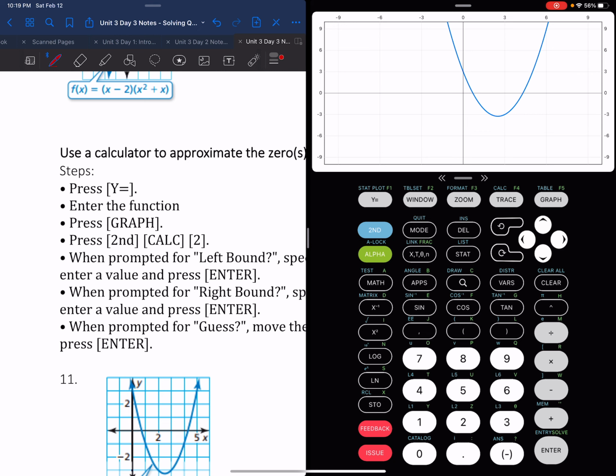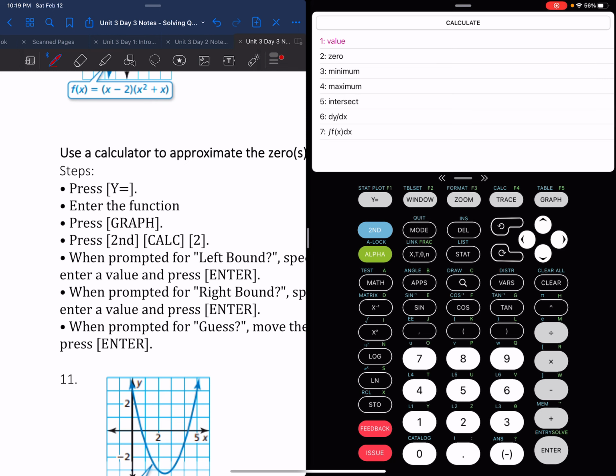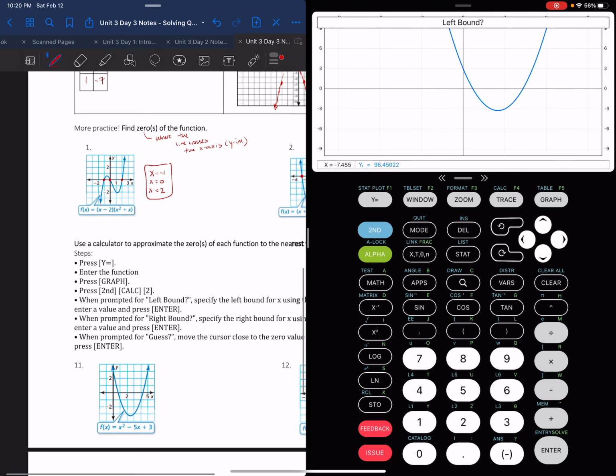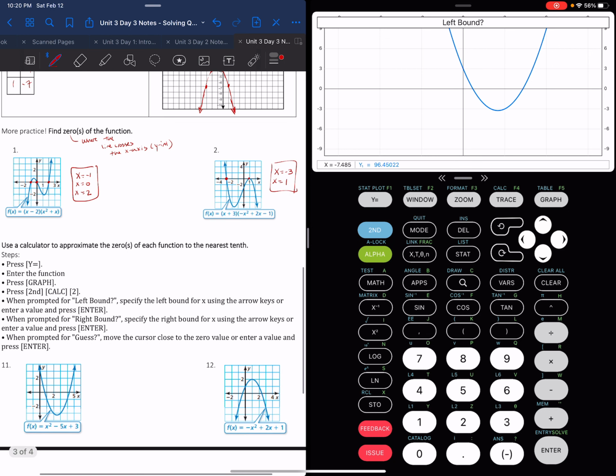And then I'm going to press second, and then where's the calc button? You just press trace. And then you want to click on zero. So you press the down arrow button just once, hit enter, because you want to find the zero. And then it's going to ask you for the left bound. Let's see if it allows me to do this. Oh, interesting, it doesn't show you. Oh, there it is. You can see that it's moving. So get that close.